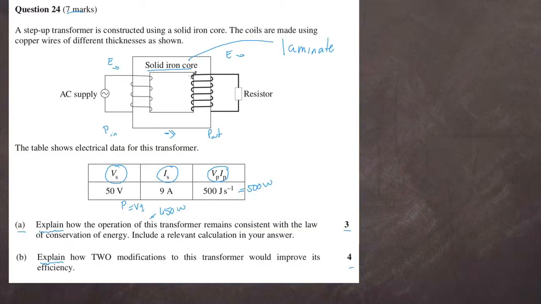Now that's not the only place where we're going to lose energy. We also have these thin wires here, and thin wires means higher resistance, so more loss of energy in terms of heat.